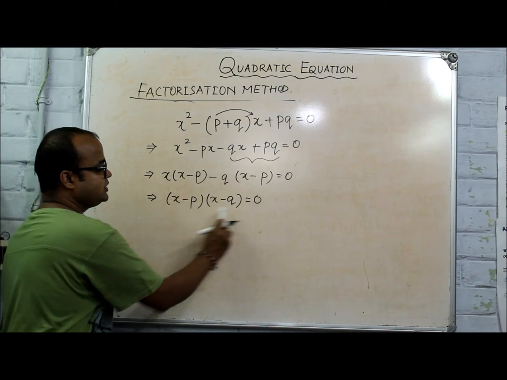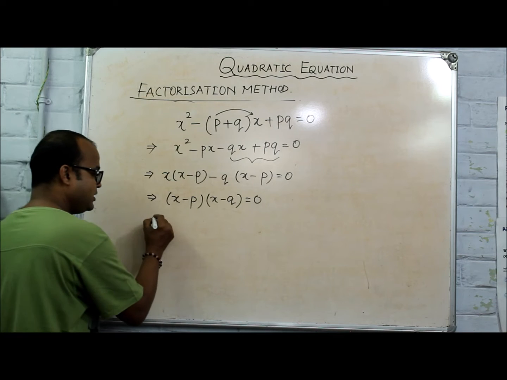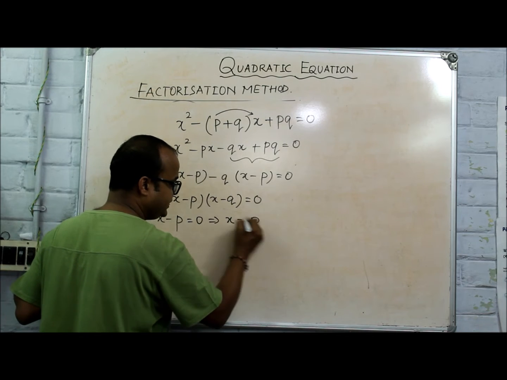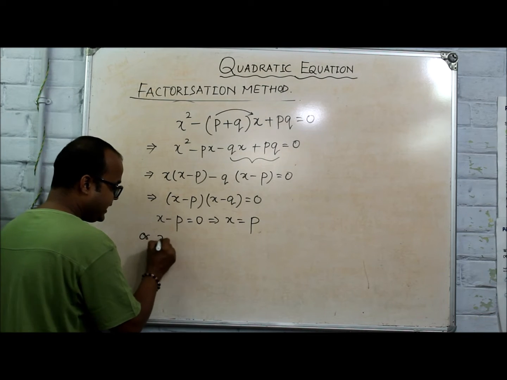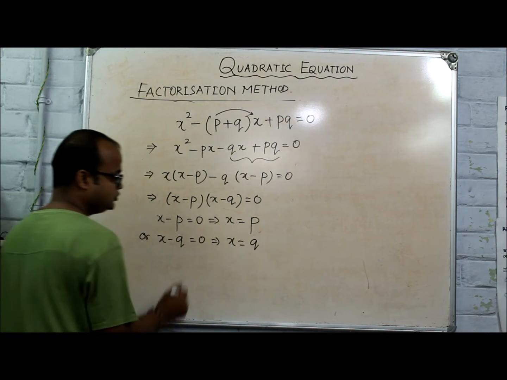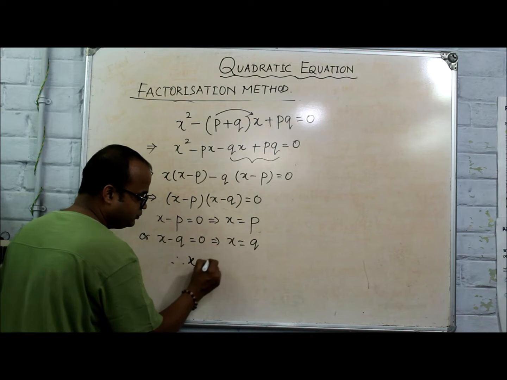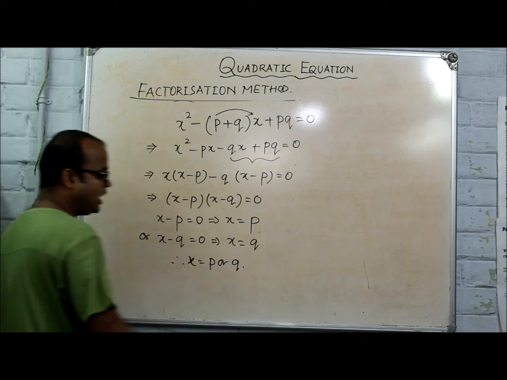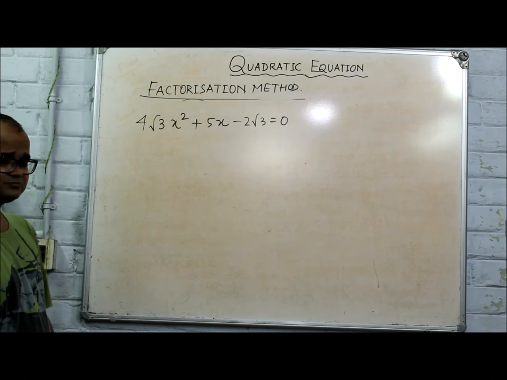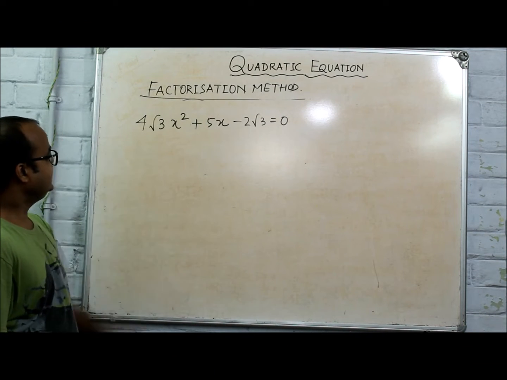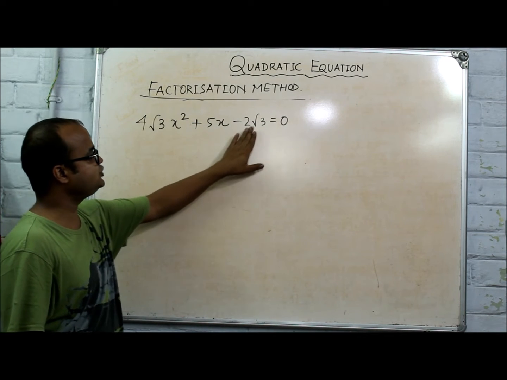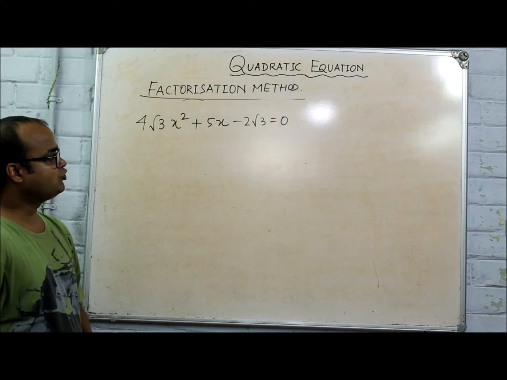Product of these two expressions is equal to 0. It implies either x minus p is equal to 0, it implies x is equal to p, or x minus q is equal to 0, it implies x is equal to q. So therefore x is equal to p or q are the solutions of the given quadratic expression. Let us discuss this problem. 4 root 3 x square plus 5x minus 2 root 3 is equal to 0.